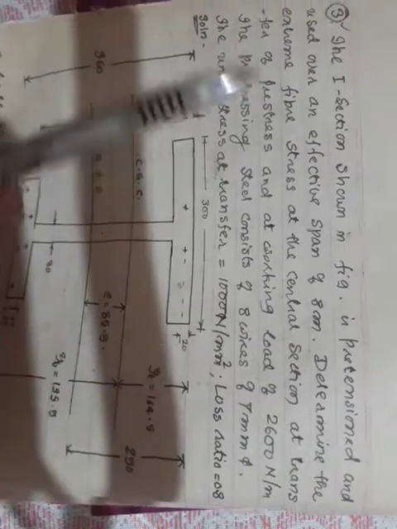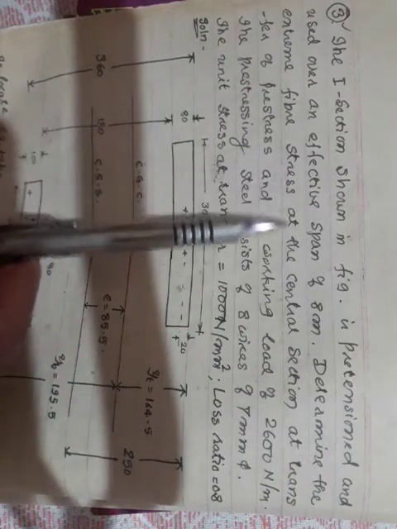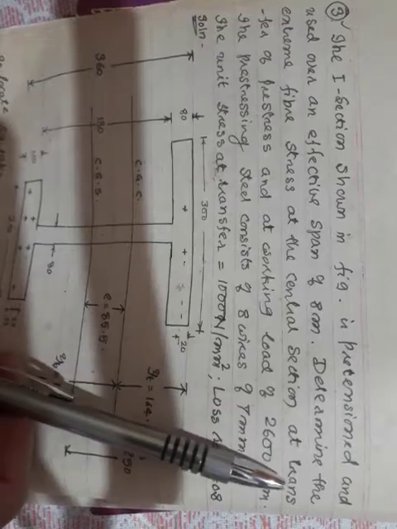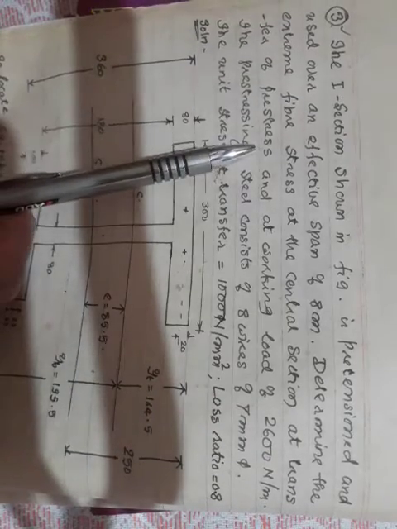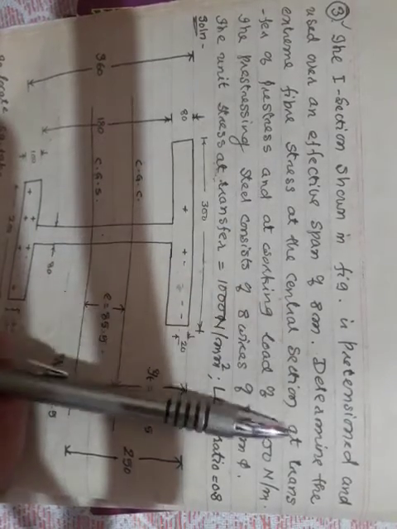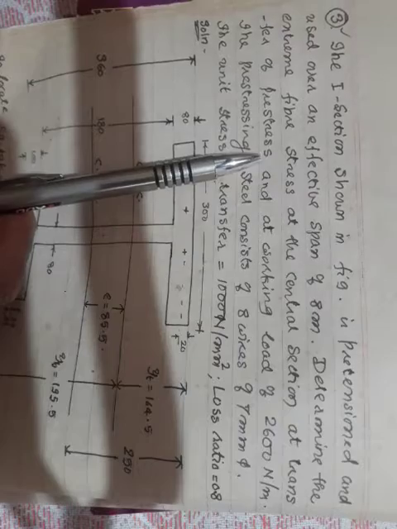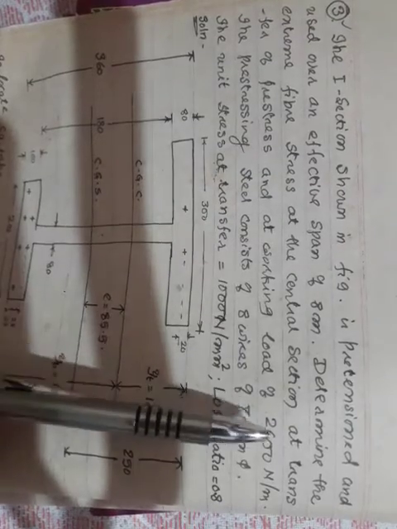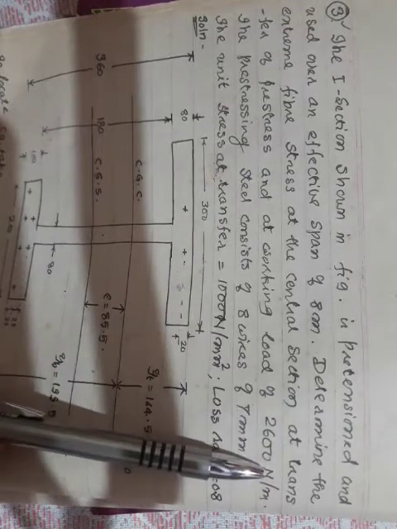Determine the extreme fiber stresses at the central section at transfer of pre-stress. This is very important. Please try to understand. He has asked you to find the stresses at the central section at transfer of pre-stress and at working load of 2600 Newton per meter.